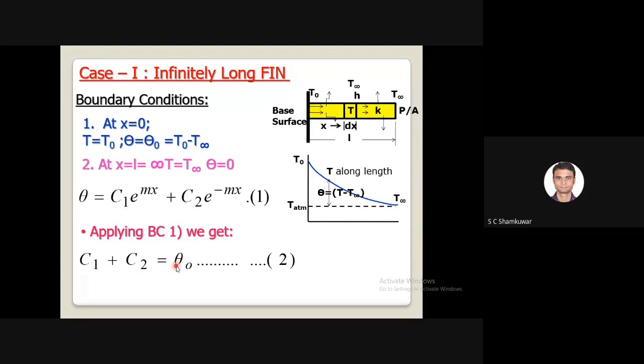That is what creates disturbance during the lecture. So are you getting it? Yes, sir. Clear. Okay. So we need to find the values of C1 and C2 in order to find theta, meaning the temperature distribution along the length.